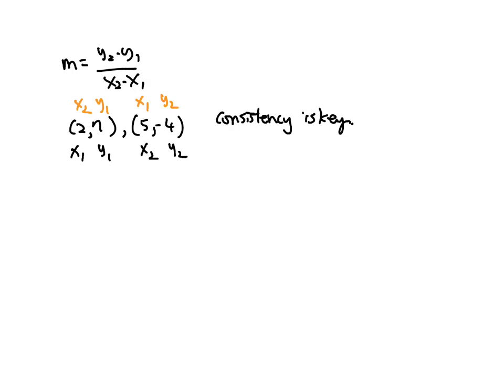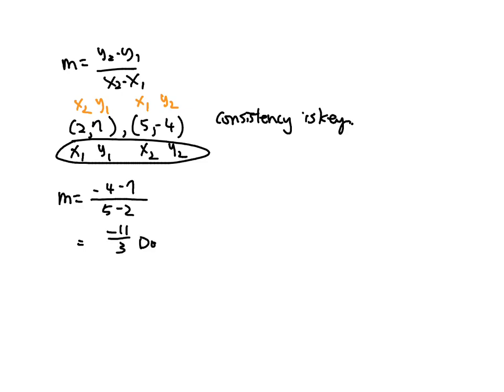So for part A, the slope is going to be, I'm going to use this set as x1: -4 minus 7 over 5 minus 2, and this is just -11 over 3, and then we're done. So the slope of the line that goes through the points (2, 7) and (5, -4) is going to be -11 over 3.